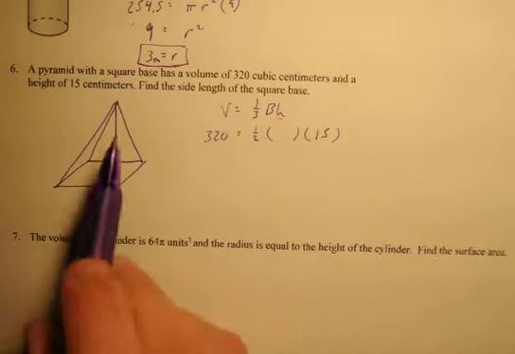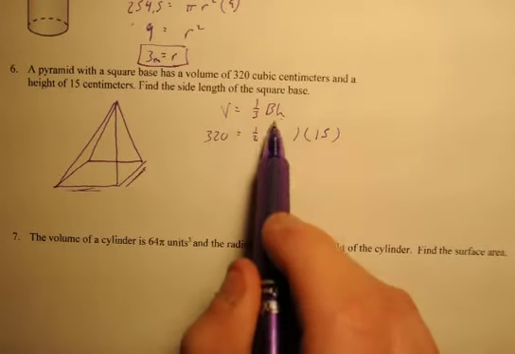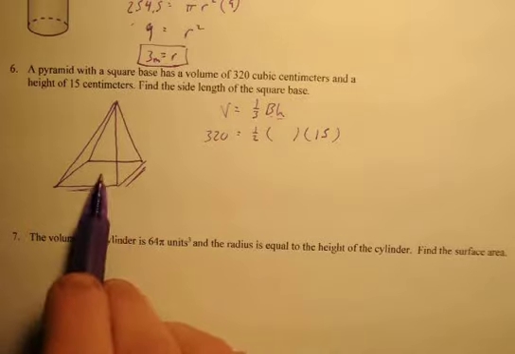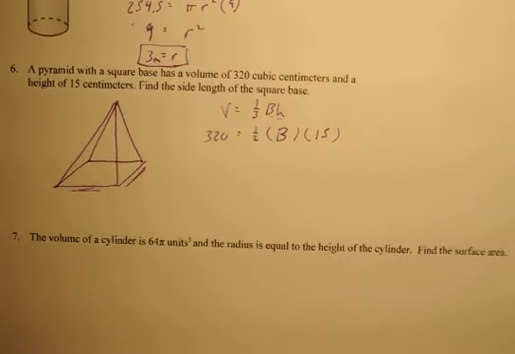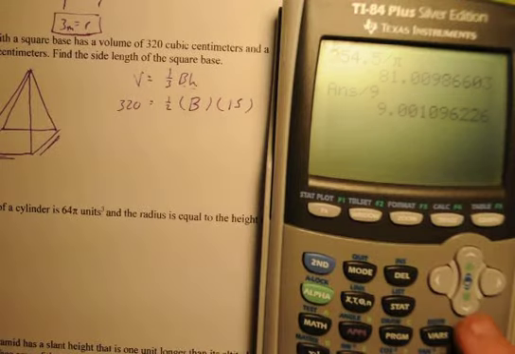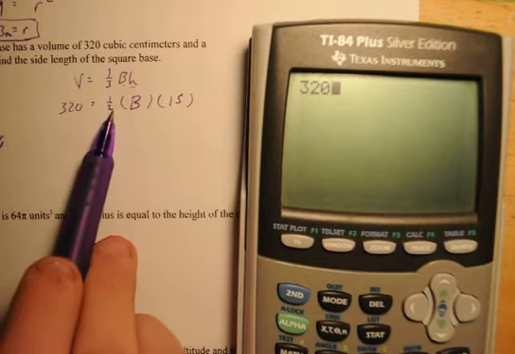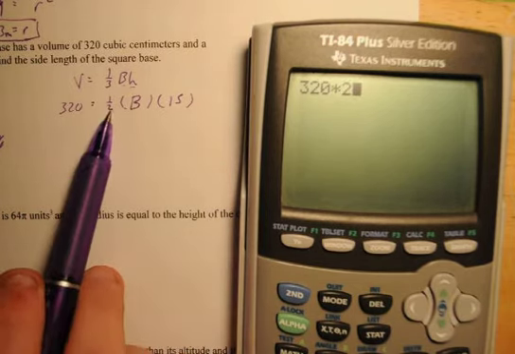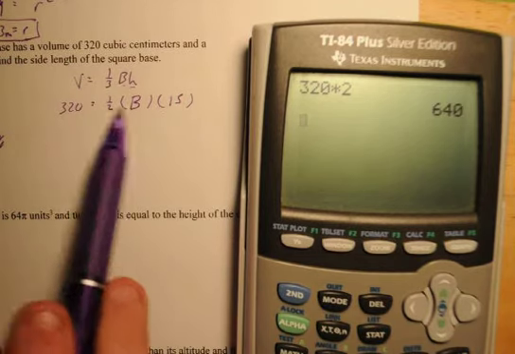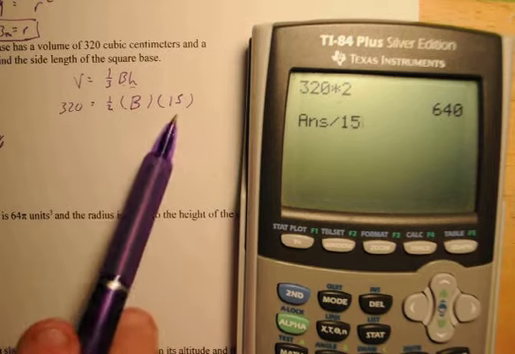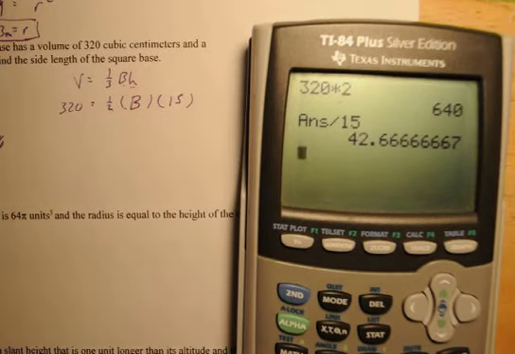Find the side length of this square. Well, what we can do is we can find the area of the square. Let's just keep that as b. Alright, now to do a little calculator magic here. We'll start with 320 in the calculator. We'll multiply by 2 to get rid of that 1/2. And we'll divide by 15 to get rid of that 15. Which gives us a weird number, but there you go.